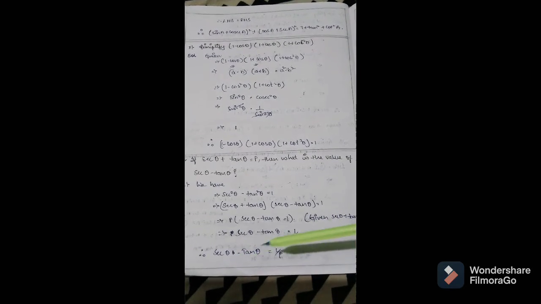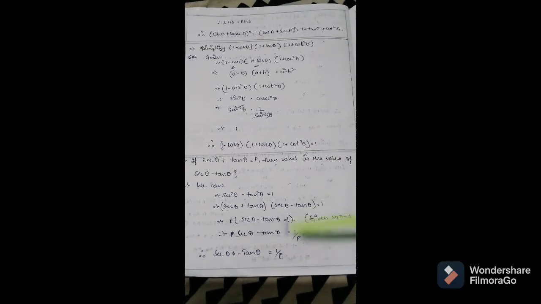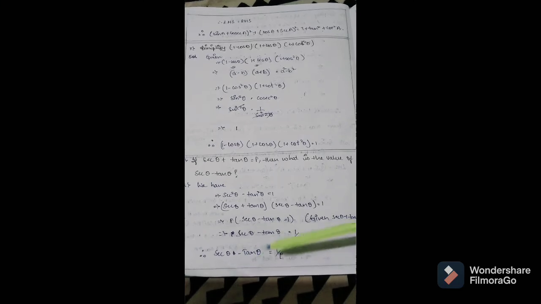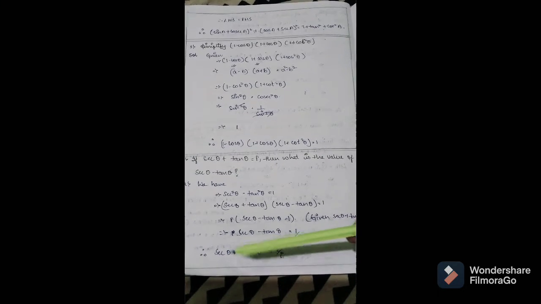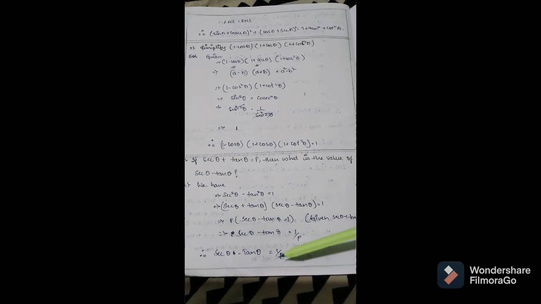So p into secant theta minus tan theta is equal to 1. We will transfer this p to the RHS, and we get secant theta minus tan theta is equal to 1 by p. So the answer is secant theta minus tan theta is equal to 1 by p.